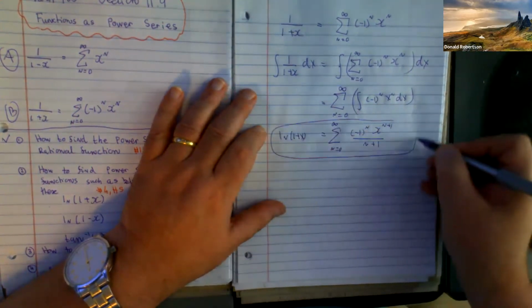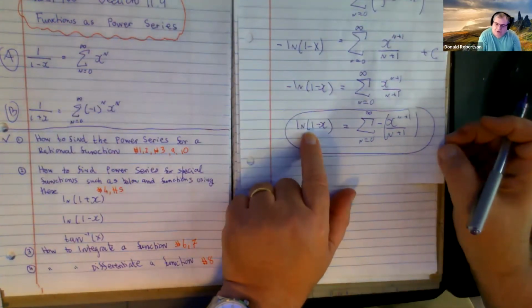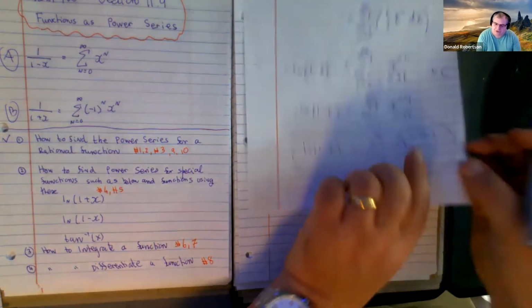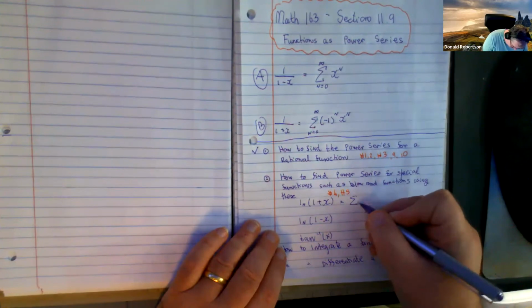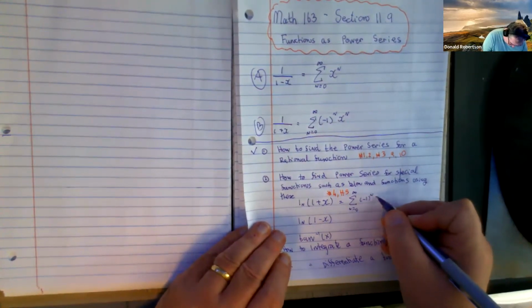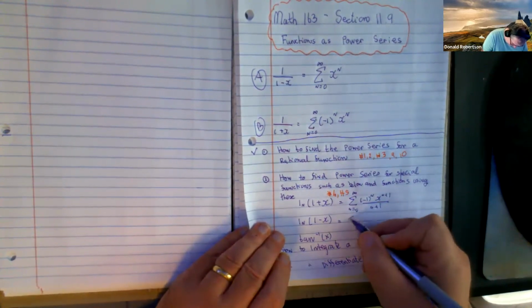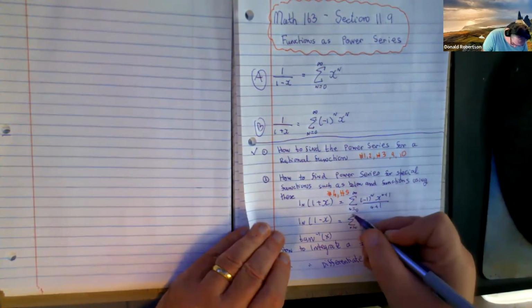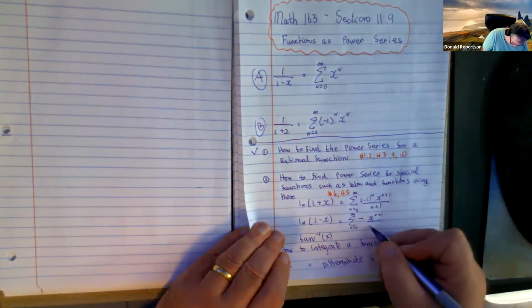So now I have a formula for not only the power series of the natural log of 1 minus x, which is this guy, I now have the power series for the natural log of 1 plus x. So I'm going to write them here, because I'll need them in a little while. n equals 0 to infinity, negative 1 to the n, x to the n plus 1 over n plus 1. And this guy, n equals 0 to infinity, just a single n, x to the n plus 1 over n plus 1.